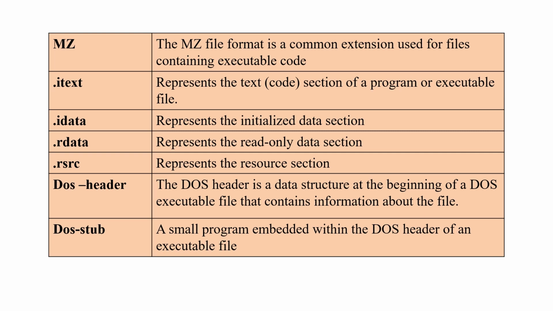And then DOS header. These terms we came across in the PE Studio tool. The DOS header is a data structure at the beginning of that executable file, which displays information about the particular file. And DOS stub means a program embedded within the header of that executable file. So these are some common terms which we came across while using the particular tools.